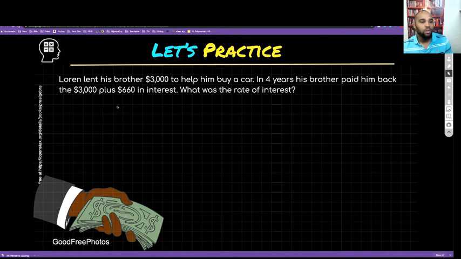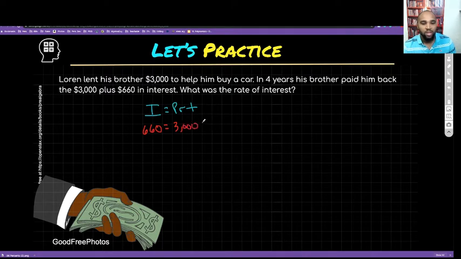All right, Lauren lent his brother $3,000 to help him buy a car. In 4 years, his brother paid him back the $3,000 plus $660 in interest. What was the rate if he paid him back $660 in interest? So we're going to start out again with I equals PRT. What is the interest? $660 was the interest. The principal was $3,000 to help him out.